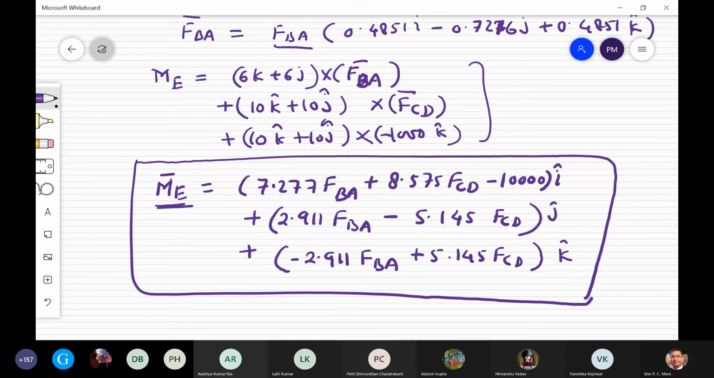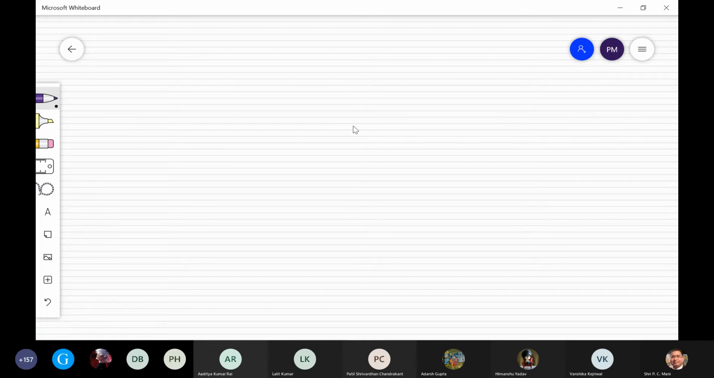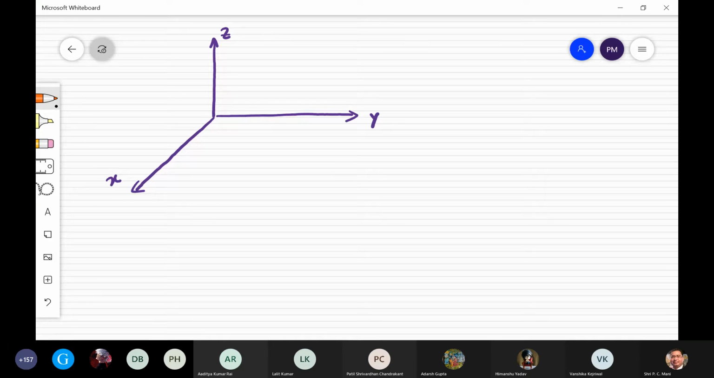Okay, one more problem I am going to take that is related to couple moment. Okay, and that is this is the question. So this one is z-axis, this one is x-axis, this is y, and this is x. Okay, and the box is given like this.